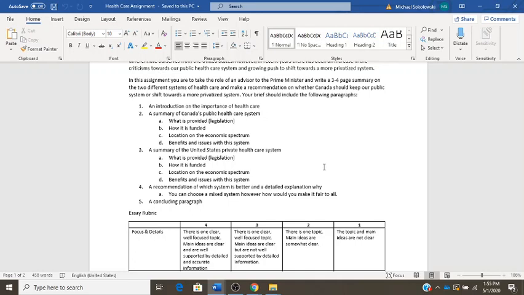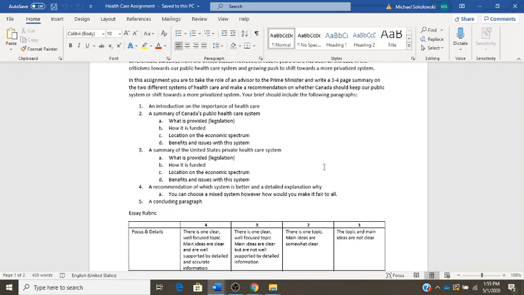Then you are going to have to locate it on the economic spectrum. So you should talk about whether it falls closer to the market side of the economy, or maybe a little closer to the command side of the economy, so the left or right side of the economic spectrum. And then finally, I need you to summarize some of the benefits and some of the issues with public healthcare. So that is paragraph number 2. That should all be included, and that should be roughly, I would say, at least 8 to 10 sentences, but take as long as you need to make sure you answer all the questions.